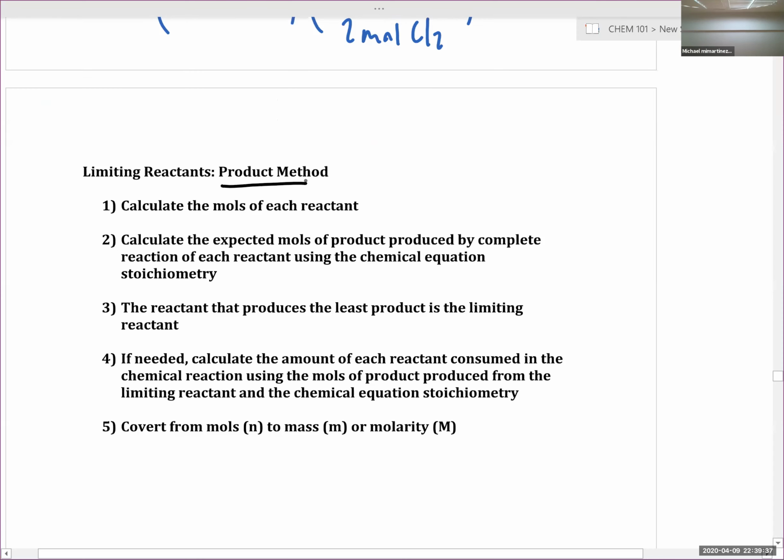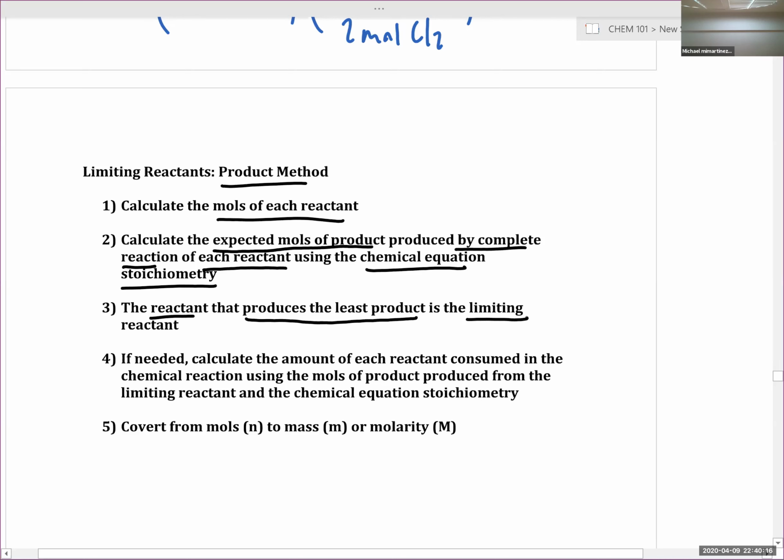In the product method, first things first, you're going to calculate the moles of each reactant. You're just going to get to moles. That's always your goal in stoichiometry, mass mole conversions. In general, chemistry functions best when you're going through moles. Next, you're going to calculate the expected moles of product produced by complete reaction of each reactant using the chemical equation stoichiometry. The reactant that produces the least product is limiting.